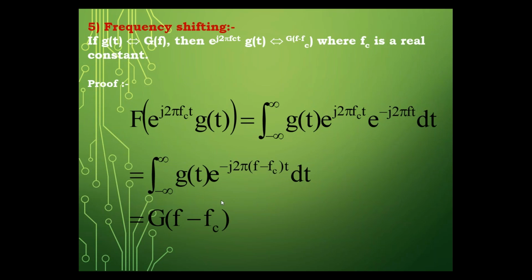But observe this. Earlier, in the place of f minus fc, we had only f, so I could write G of f. But now in the place of f, I have f minus fc, so I can write this as G of f minus fc. Please try to understand. This is a simple thing. I'll prove it for your understanding purpose. Let us see, it's a simple one.